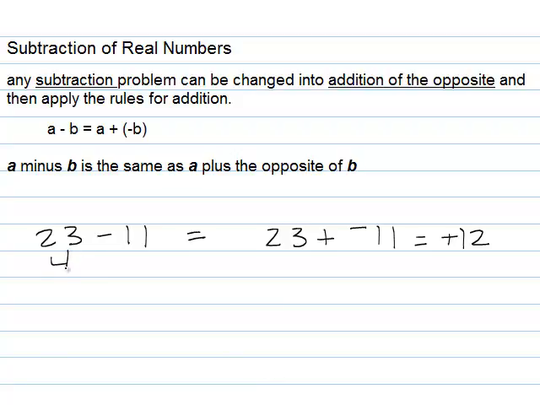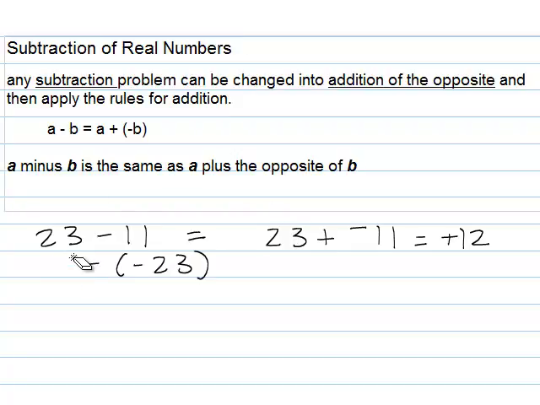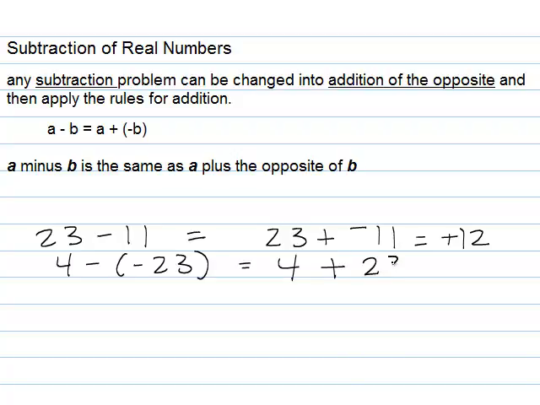Now how about 4 minus a negative 23? Okay, so to write this, we write the first number again. In this case, that's 4, and then we change the subtraction to addition, and we find the opposite of the next number. The opposite of a negative 23 is 23. So 4 minus a negative 23 is the same as 4 plus 23, or 27.